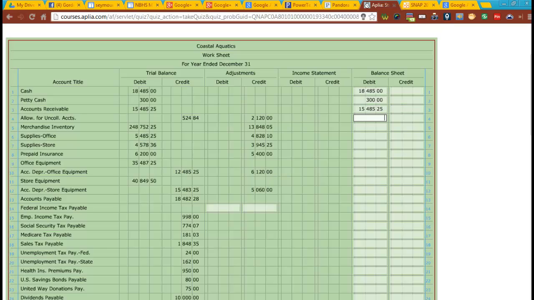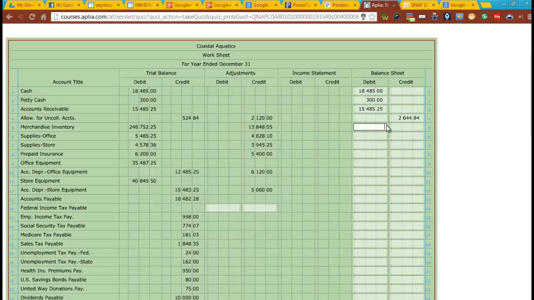Now, what do we have to do here for allowance for uncollectible accounts? We have two credits, so you have to add them. So you have to add $524.84 plus 2,120, and that would give you $2,644.84. Anyone else agree with my math? Now, merchandise inventory, am I adding or subtracting? I have to put it in the credit column. Good eye. You were on fire today. I'm just on the ball.